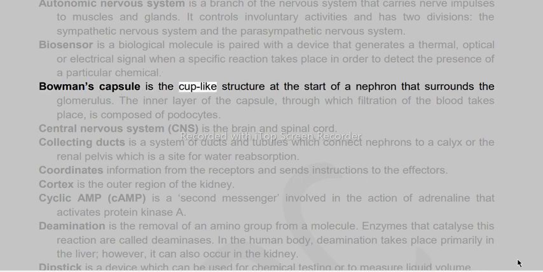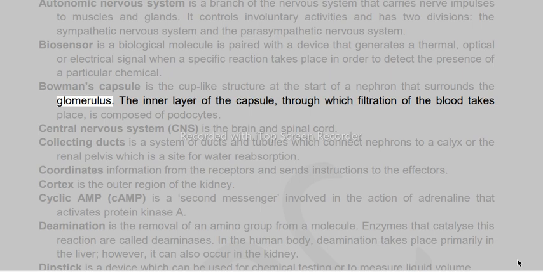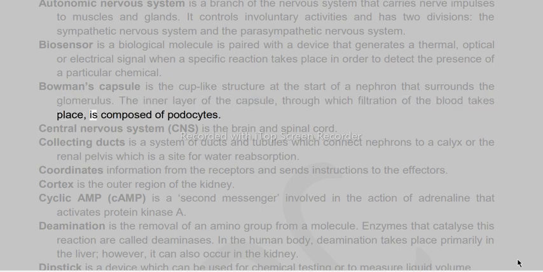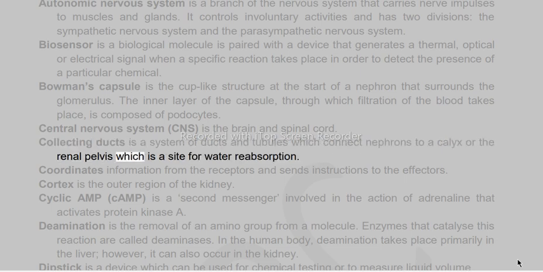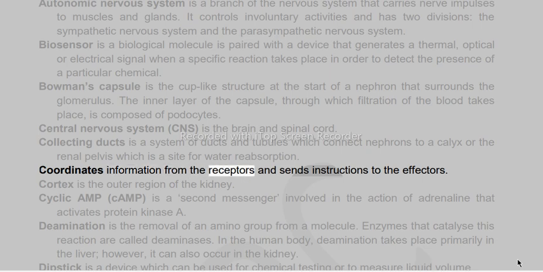Bowman's capsule is the cup-like structure at the start of a nephron that surrounds the glomerulus. The inner layer of the capsule, through which filtration of the blood takes place, is composed of podocytes. Central nervous system, CNS, is the brain and spinal cord. It coordinates information from the receptors and sends instructions to the effectors. Collecting ducts is a system of ducts and tubules which connect nephrons to a calyx or the renal pelvis, which is a site for water reabsorption.